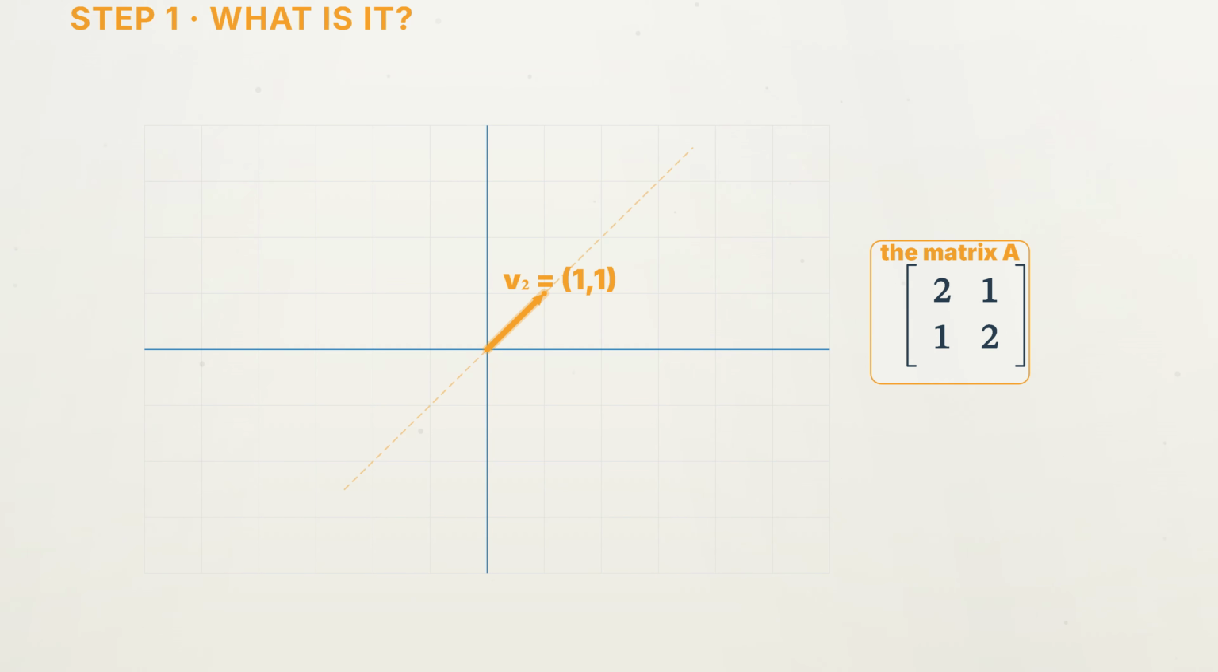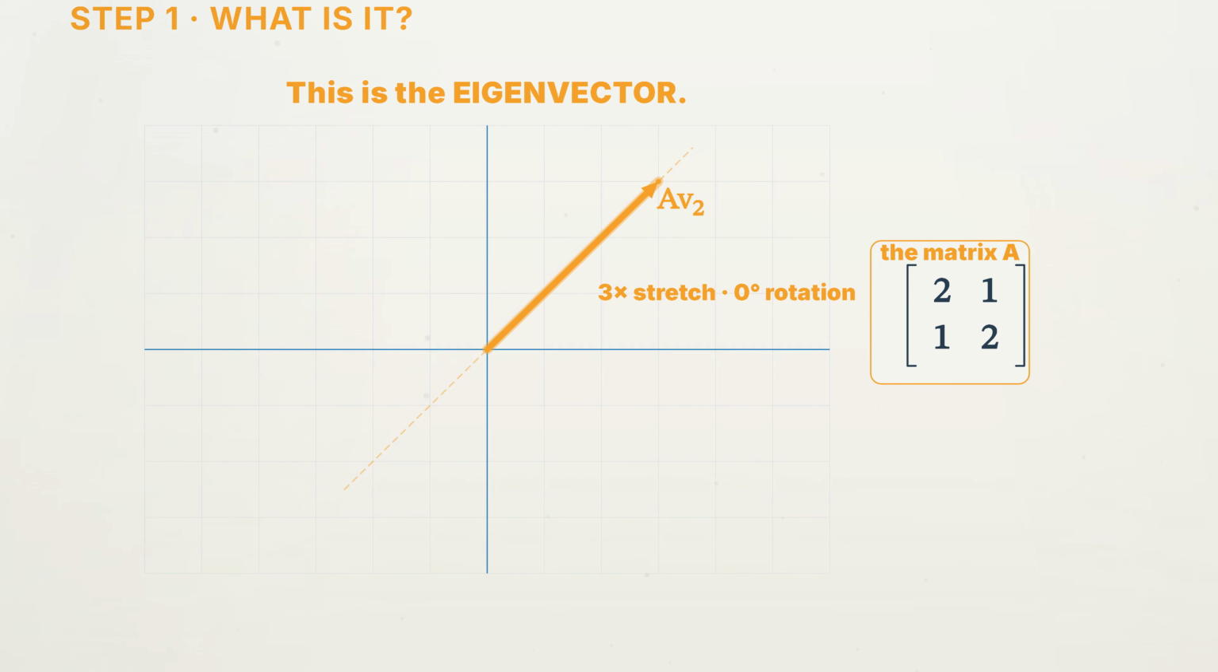No special direction yet. Now try (1, 1), same matrix. Look, it points the exact same way, 3 times longer, 0 rotation, no red arc, none. There it is, the eigenvector. The direction that survives, only stretched, never rotated.